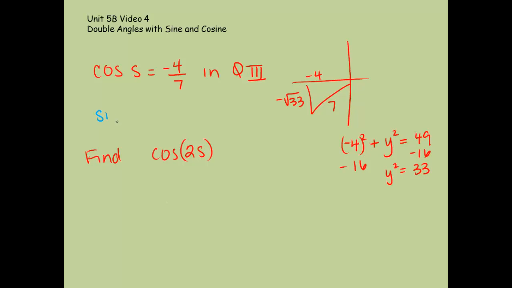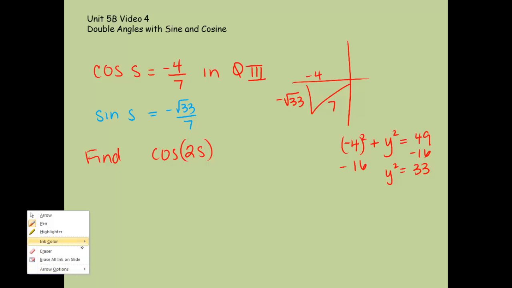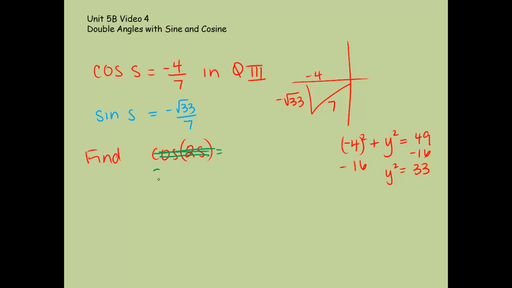So I'm going to add that to my information, and I have that the sine of this angle is -√33/7. Once I know my two pieces of information about the exact same angle, I can use my formula. I was wanting to find the sine here, so let's change that. I want to find the sine of 2 times the angle. We already found the cosine. So I want 2 times the sine of the angle, cosine of the angle, and that is my formula, 2 sine cosine, and I just have to substitute in the two values into those positions.